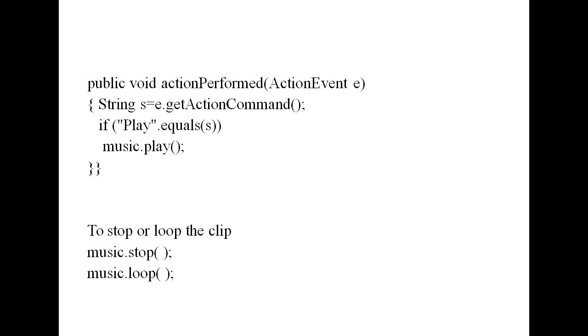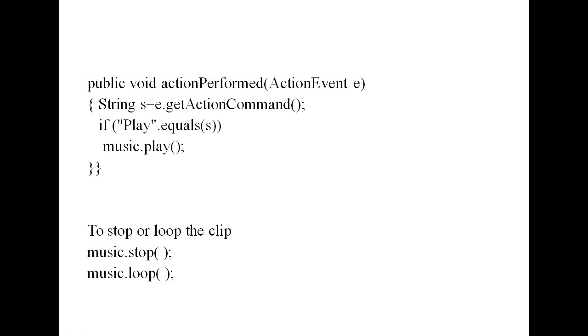p is the name of the button object, and the caption of the button object is play. So that is stored in s. This string variable has play, that is the caption of the button p. So if play.equals(s), suppose e.getActionCommand returns play, both are equal, then this if condition will return true. In that case music.play will play the audio file.